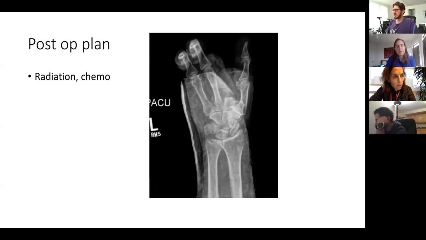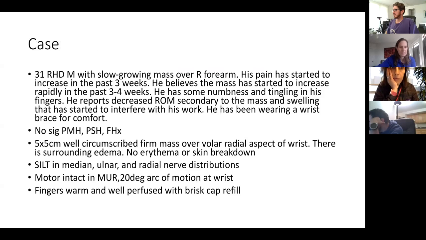Yes, we always kind of break it down into sarcomas, but I think you're right, Nick. I haven't looked at the numbers specifically for that, but I do think it's much more common than any sarcoma in the hand. All right, so here's our next case.